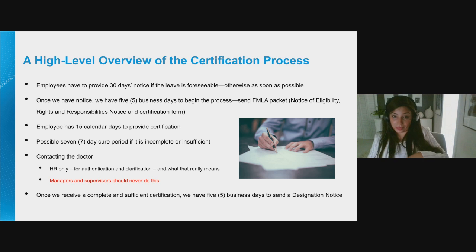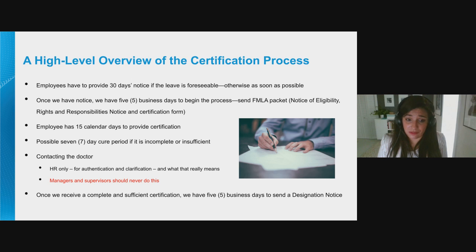Now, oftentimes I get this question of, well, I want to contact the doctor. Well, first, you do not get to contact the doctor without the employee's consent. And second, only HR should be contacting the doctor. There's no reason why managers or supervisors should ever be reaching out to somebody's doctor.